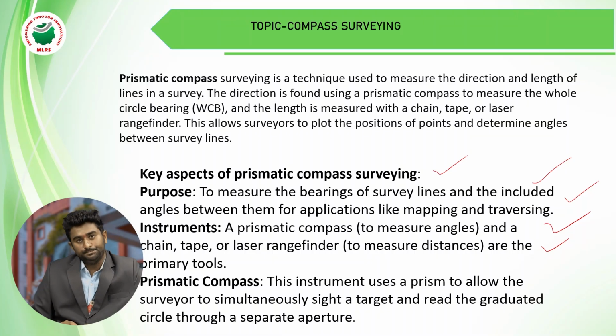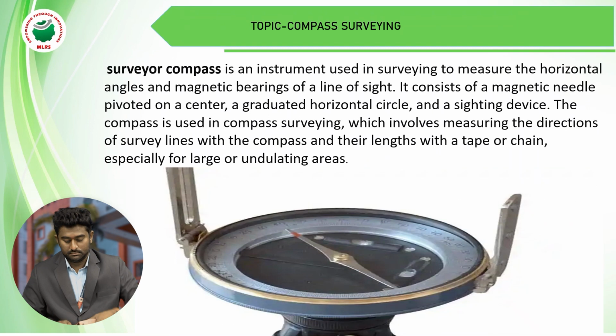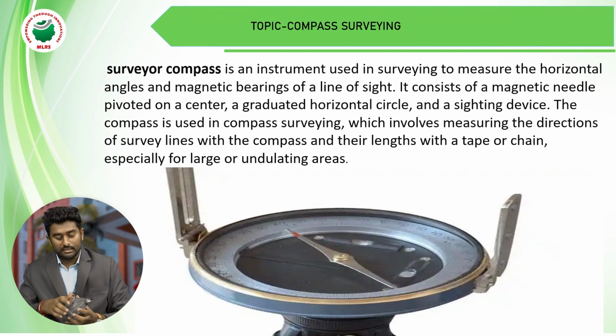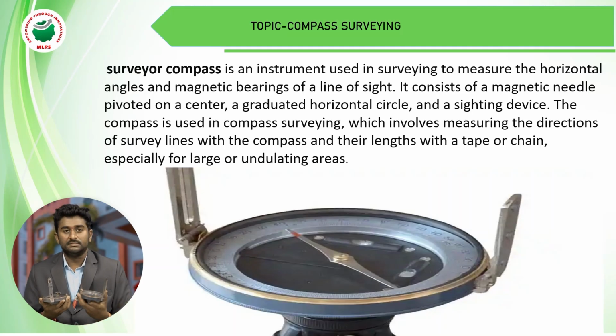Next, coming to the surveyor compass. This is the surveyor compass. This is the prismatic compass. The variation between the prismatic compass and surveyor compass. In the prismatic compass, the readings are taken through the prism only. That type of compass is known as the prismatic compass.